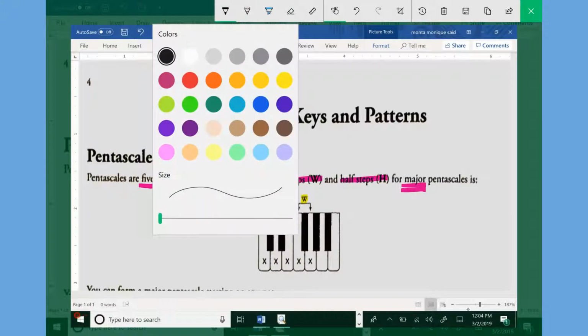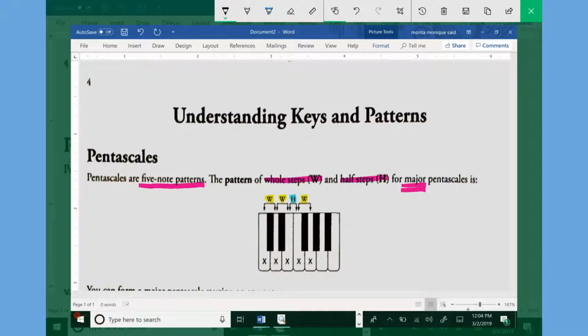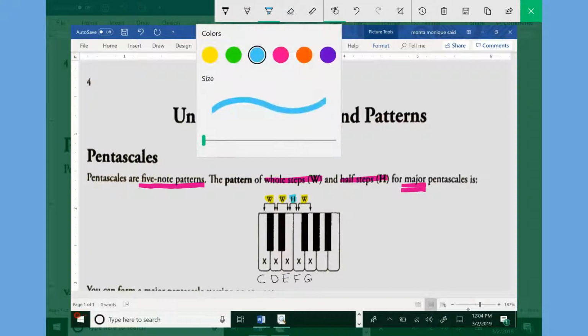All right, let's write the names of the notes just here. Follow along with me. Let's write the letter C, D, E, F, and G. Let's go back to our highlighter.